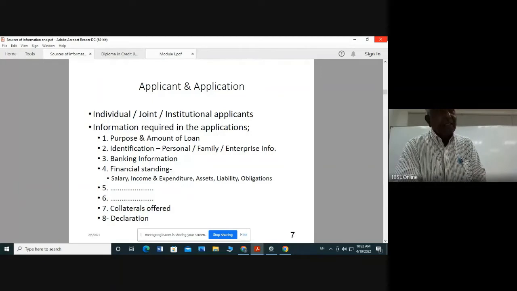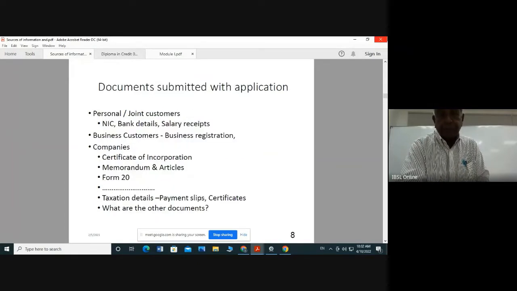So please take an application, maybe for the individual application, joint application, and the company's application, and go through it, or keep it in your file and look at it. So this will be very, very helpful to you.